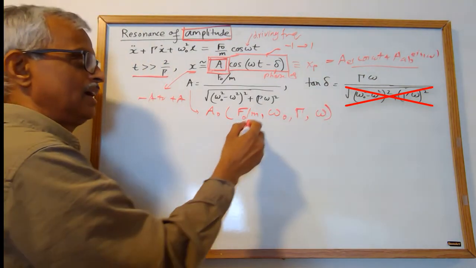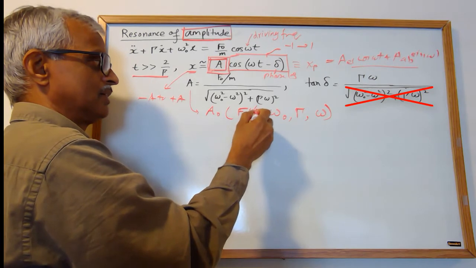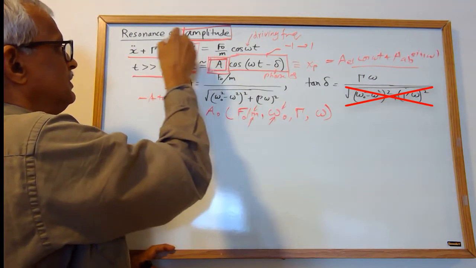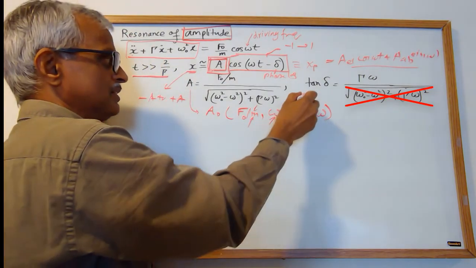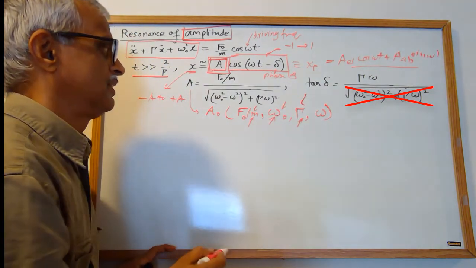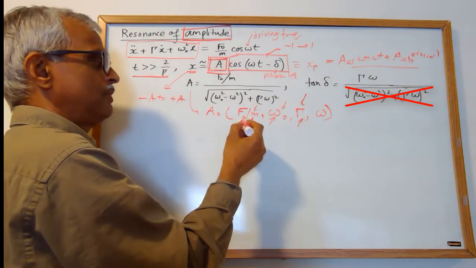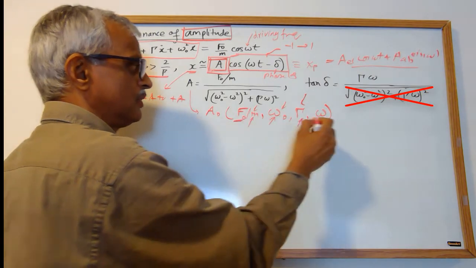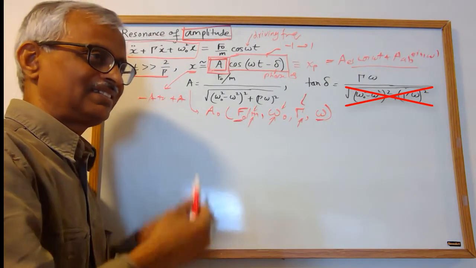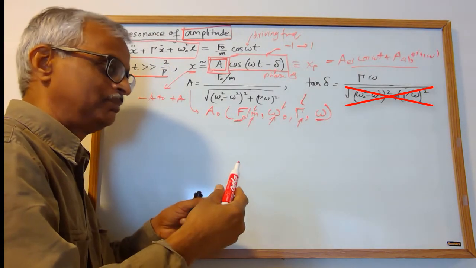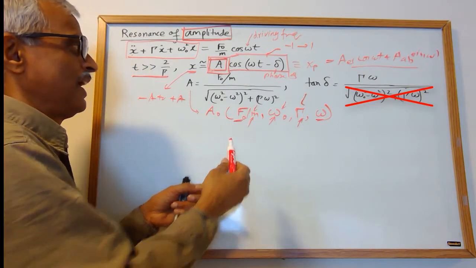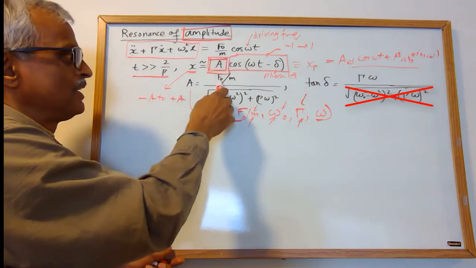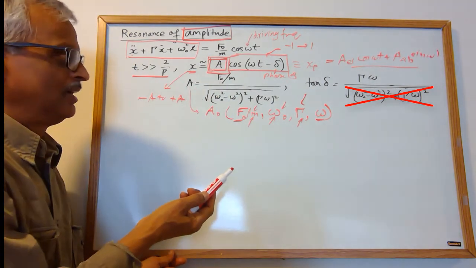But if you look at it, M is fixed. Omega 0 is also fixed because the system is fixed. This is also fixed. So the only thing we could vary and see how the oscillator responds is F0 and omega. F0 is the strength, so we already know if I double F0, I expect A to double, right? If I double F0, then A will double.